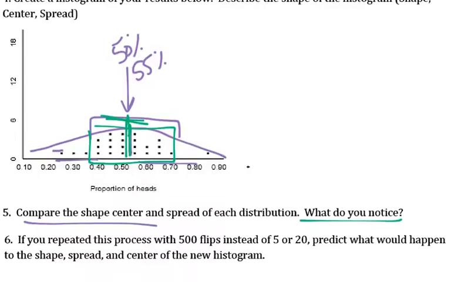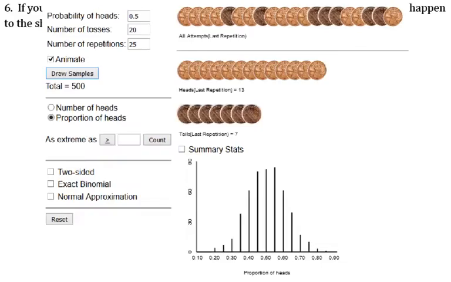So now it says, if you repeated the process with 500 flips instead of 5 or 20, predict what would happen to the shape, spread, and center of the new histogram. So this is what I got when I did this one. I did it over and over and over until I got up to 500 times. And if we look at that, this is clear up to almost 90. But I think this one, we can really see that bell shape going here, right?